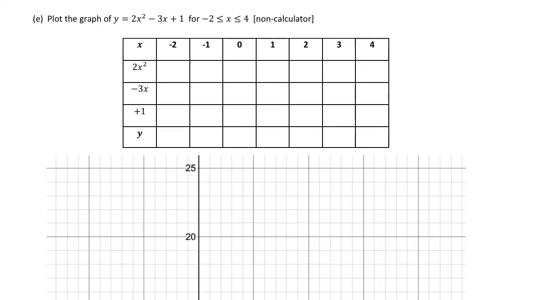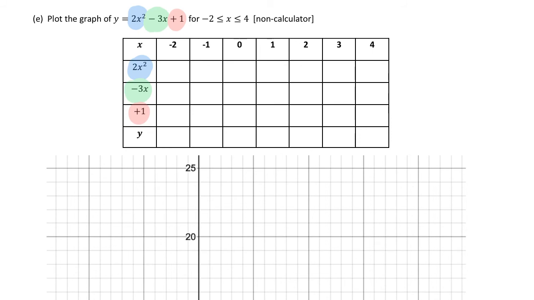Example E then is a non-calculator way to do this. What we do in a non-calculator way is we separate the equation into its parts. So we've got y is equal to 2x squared, so we've got a 2x squared column. We've got a minus 3x, and we've got a plus 1. And then y will equal the sum of those 3 rows.